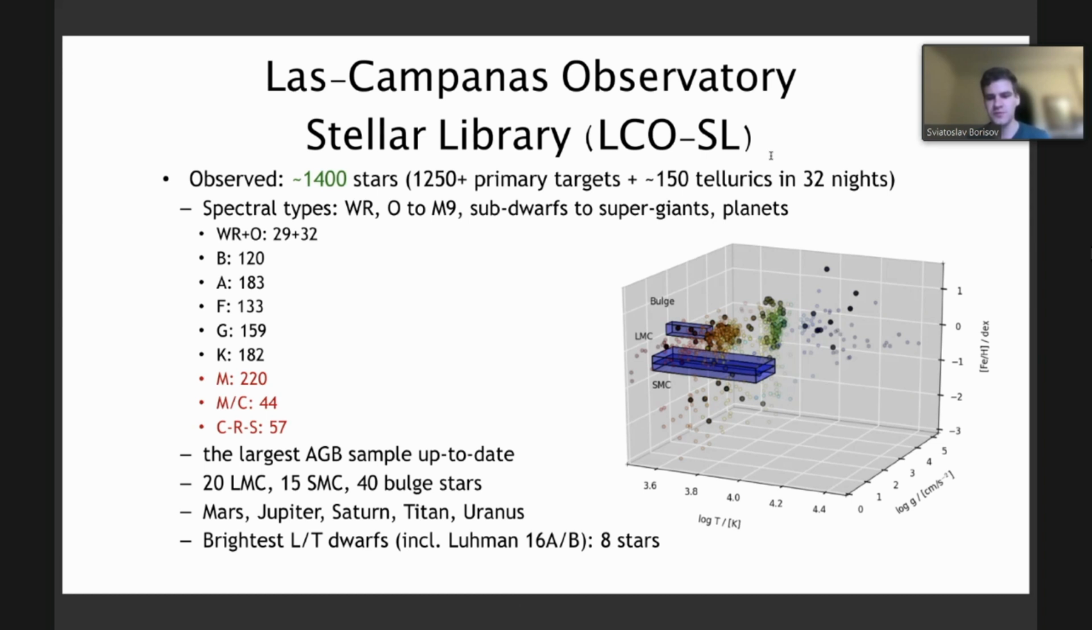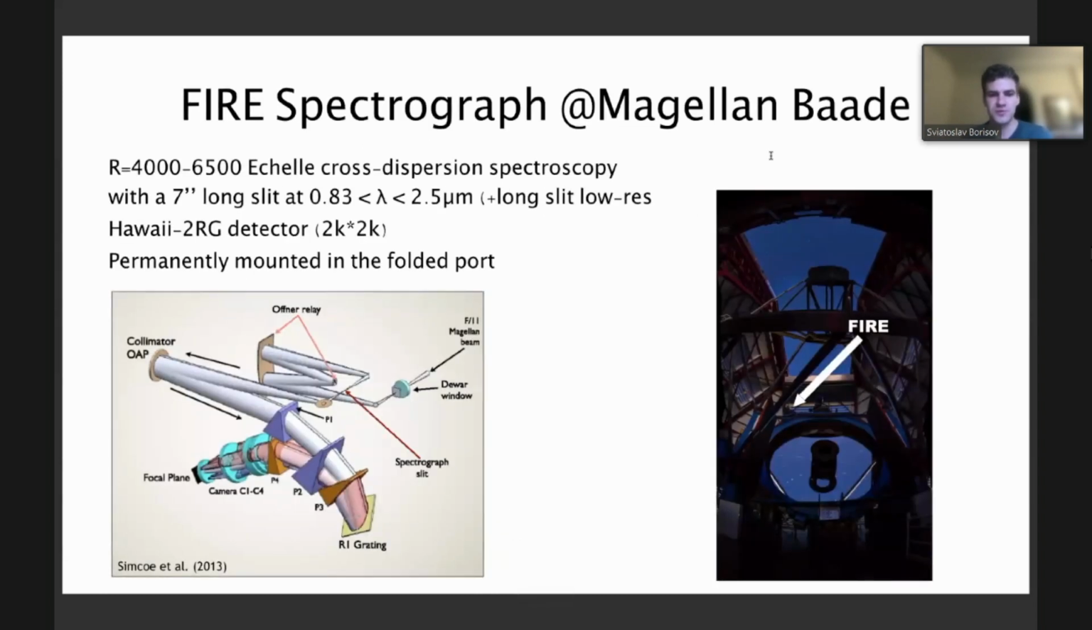It has a very good coverage in the space of stellar atmospheric parameters because it has observations of many different stars, including some very rare types of stars. For example, so far this is the largest set of infrared spectra of AGB stars. It also contains some spectra of stars from Magellanic clouds, of brown dwarfs, etc. This library was observed with FIRE. This is a spectrograph mounted on the Magellan Baade telescope in Chile.